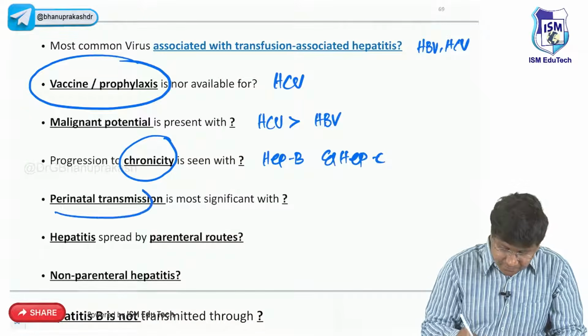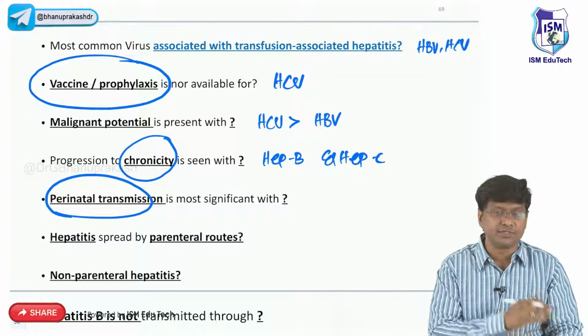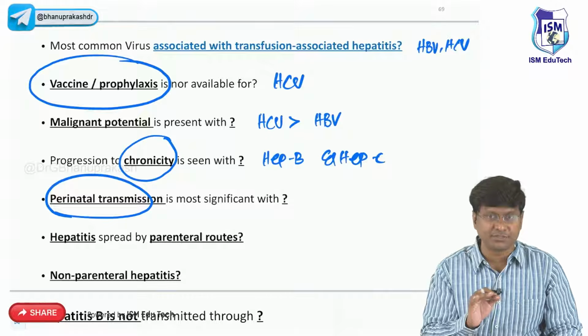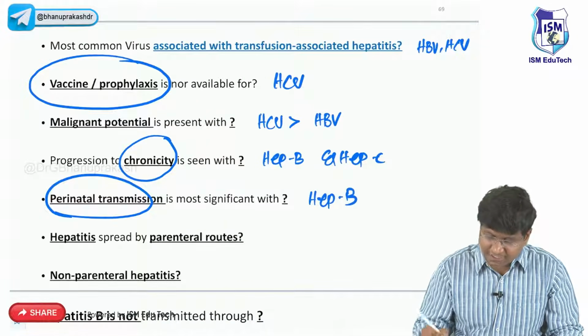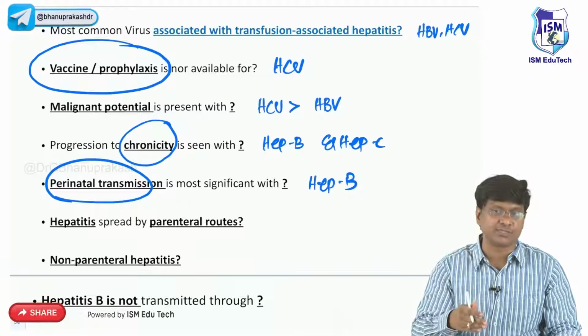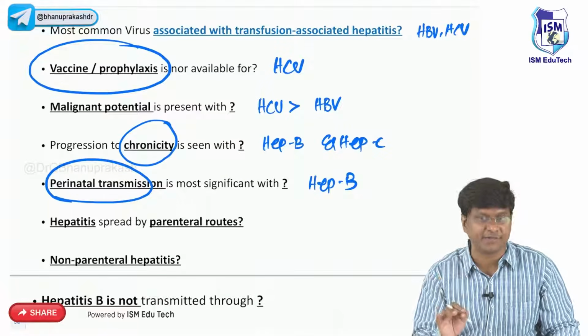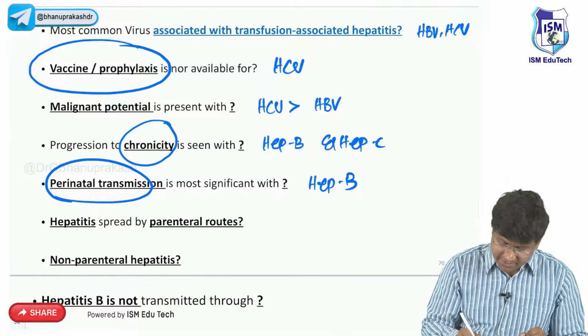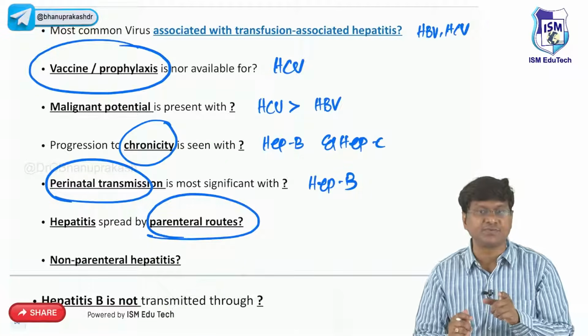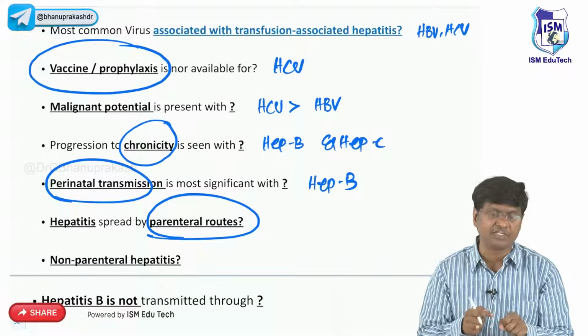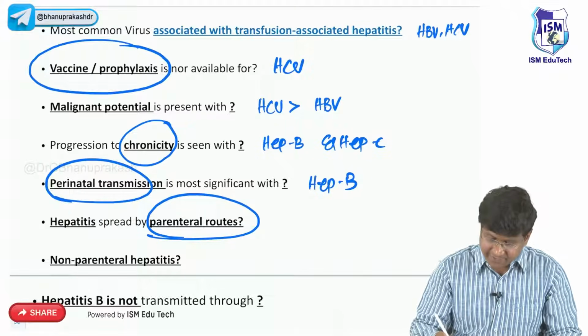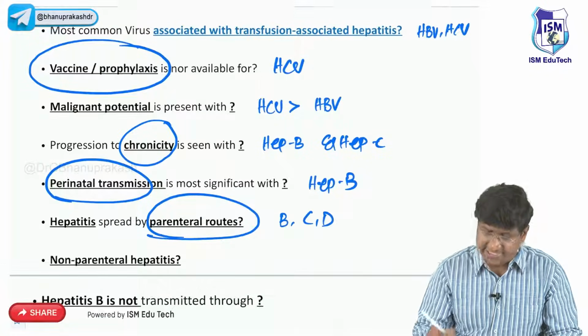And perinatal transmission is most significant for the hepatitis B virus. What is perinatal transmission? That is vertical transmission, mother to fetus. It is more common in hepatitis B. Whereas the forms of viral hepatitis spread by parenteral routes, that is IV or subcutaneous or needle prick, will be B, C as well as D.